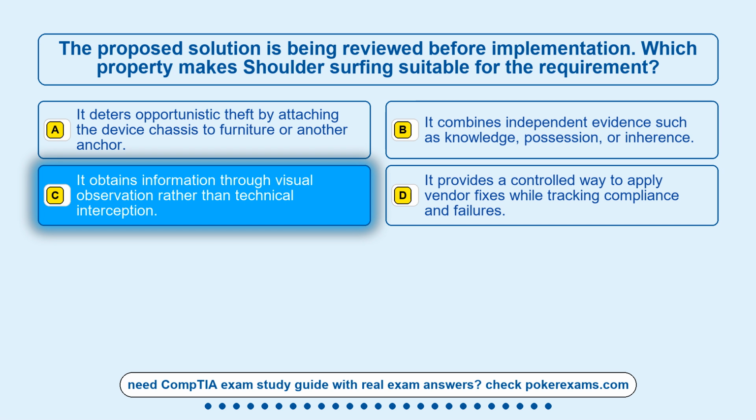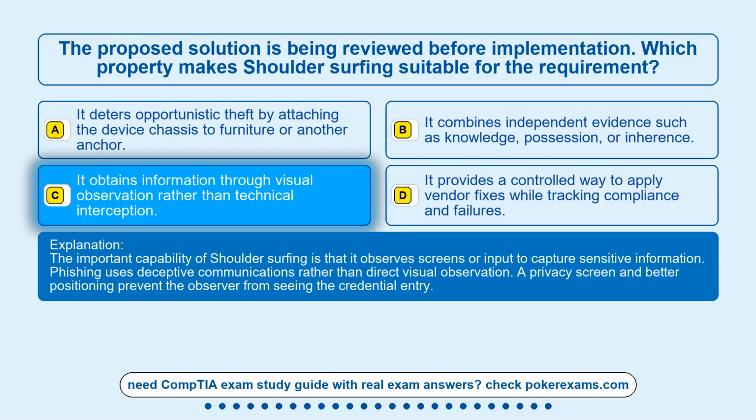The correct answer is option C. It obtains information through visual observation rather than technical interception. The important capability of shoulder surfing is that it observes screens or input to capture sensitive information. Phishing uses deceptive communications rather than direct visual observation. A privacy screen and better positioning prevent the observer from seeing the credential entry.